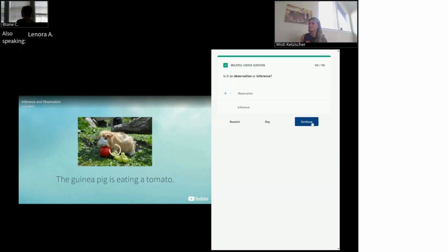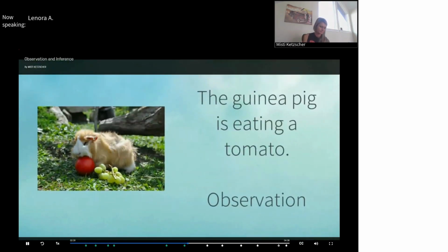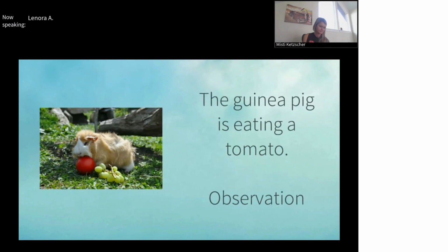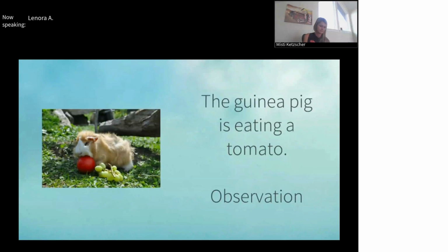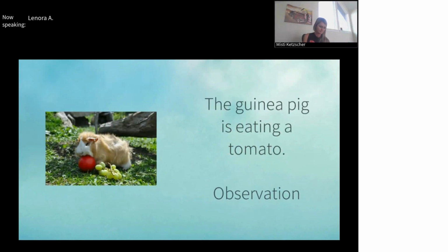Good job, y'all. If you thought of the word observation, you are correct. This is an observation because we can see the guinea pig eating the tomato. We used our senses. We used the sense of sight to figure this out.